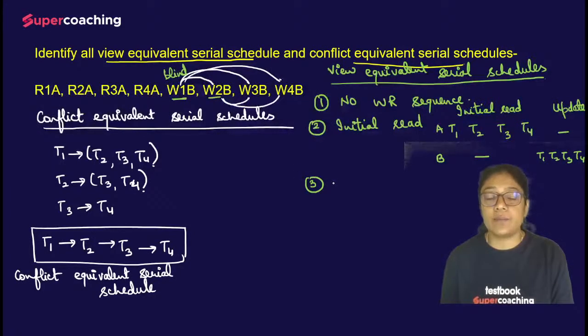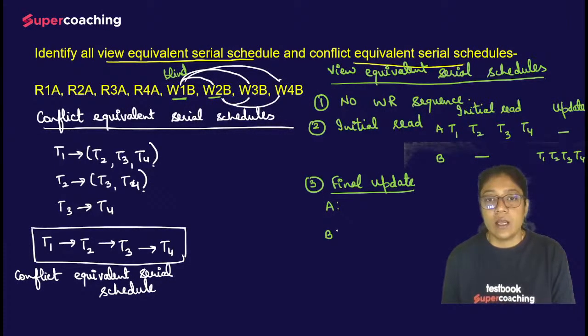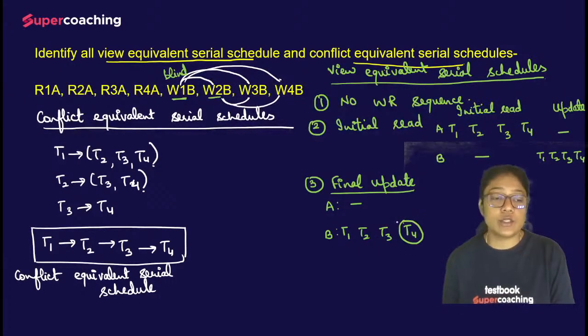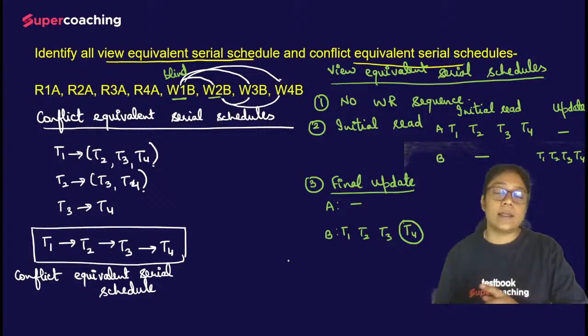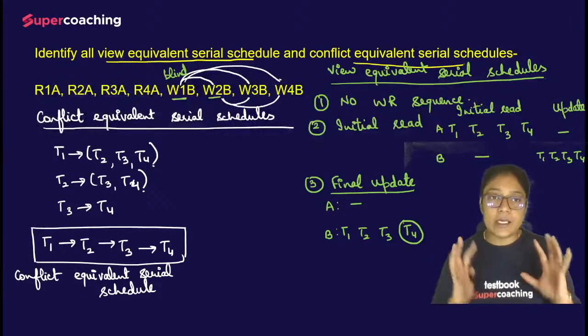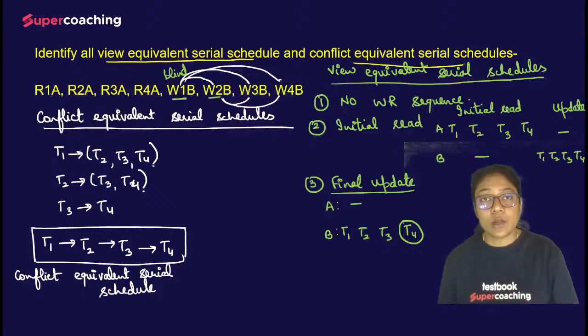Then comes the final update. Since here two data items are there, we'll consider both A and B. A is written by no transaction, whereas data item B is first of all written by transaction T1, then T2, then T3 and then T4. That means the final updation is done by the transaction T4. So the transaction who is performing the final updation should come at the end क्योंकि finally ultimately जो final value write करनी है that transaction is writing the value.